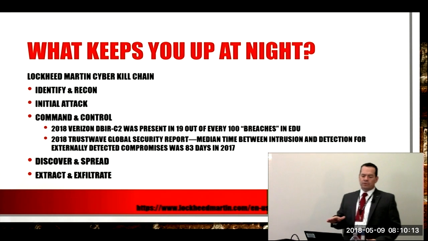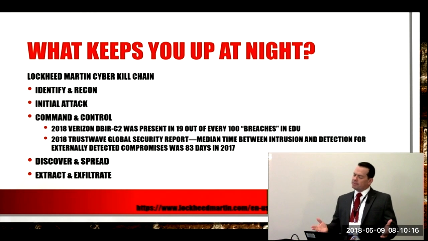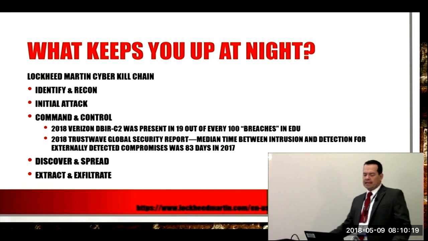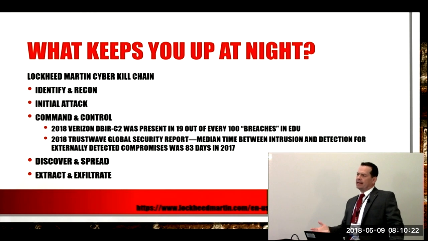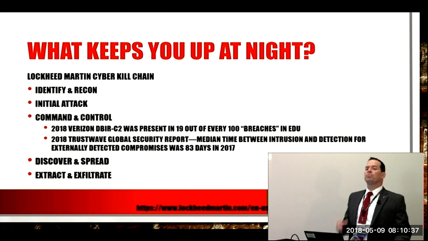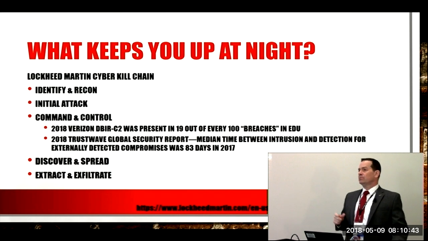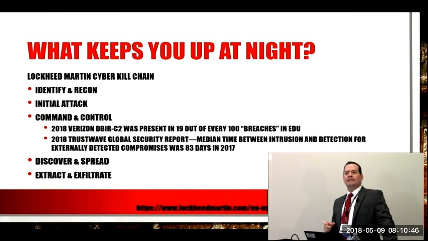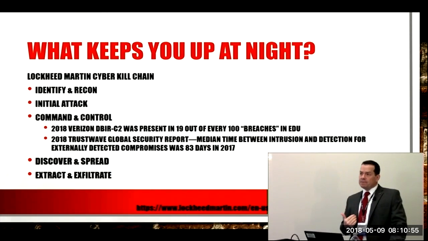So we're talking about command and control, and just to give you some information about that, in this year's, the 2018 Verizon DBIR, and if you haven't read that yet, I suggest that you do, C2 was present in 19 out of every 100 breaches in education. So let's parse that a little bit. The word breach is significant. The word breach means that data was lost. Okay, it means data was lost when you use the word breach. So 19 out of every 100 breaches, meaning data was lost, C2 was present. Command and control was present. Again, keeps me up at night.